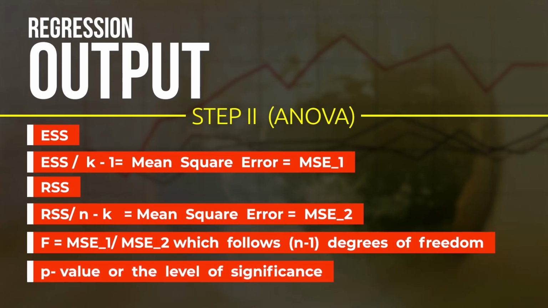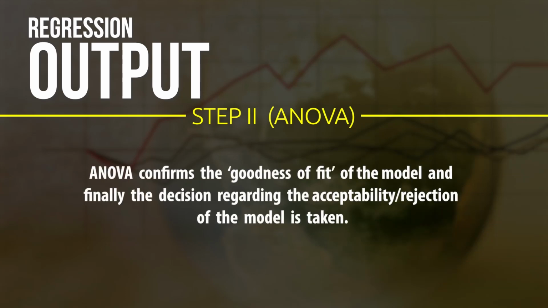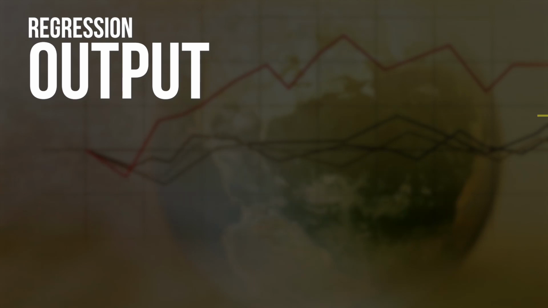If we take the ratio of these two, we get the F statistic, which is already reported under our overall significance. And again, by confirmation, we need to report the F statistic, which follows n minus 1 degrees of freedom. Because if we add up k minus 1 plus n minus k, then minus k plus k get cancelled out, and we end up with n minus 1 degrees of freedom. So what is the objective of this ANOVA? ANOVA, or analysis of variance, confirms the goodness of fit of the model, and finally we take the decision whether the model is acceptable or rejected.